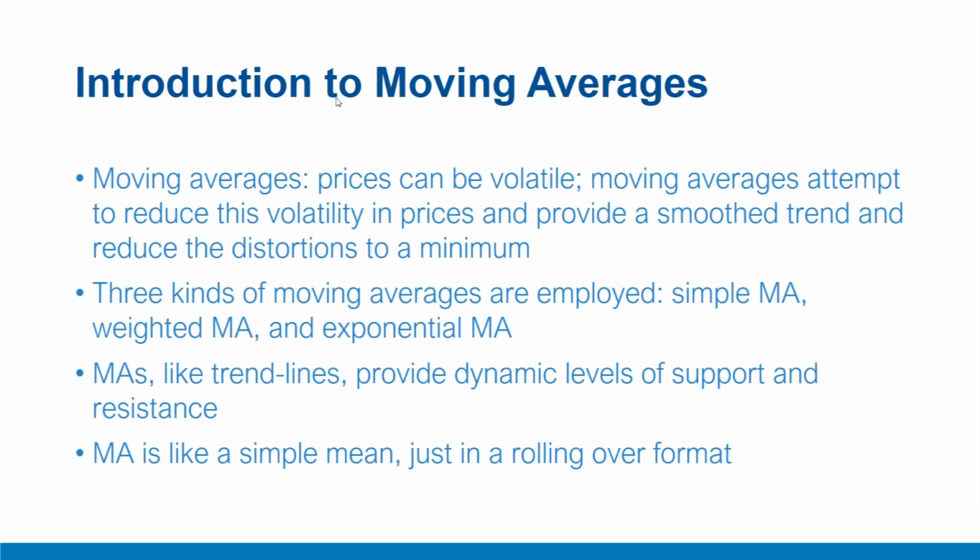Moving averages are employed because prices can be volatile, and moving averages attempt to reduce this volatility in prices and provide a smooth trend and reduce the distortions to a minimum. Three kinds of moving averages are often employed. These include simple moving averages, simple MA, weighted moving averages, WMA, and exponential moving averages, EMA. Moving averages, like trend lines, provide dynamic levels of support and resistance. Moving average is like a simple mean, just in a rolling over format.